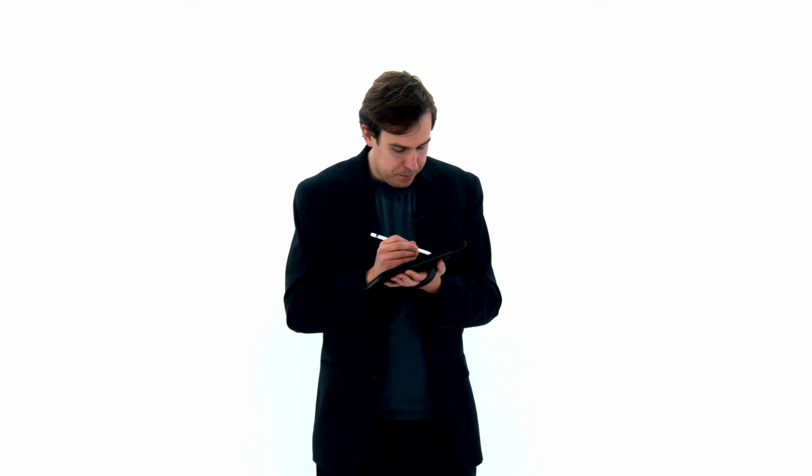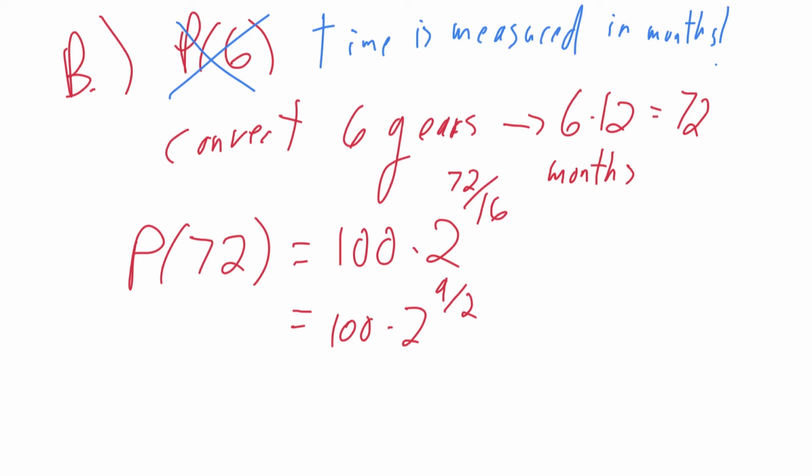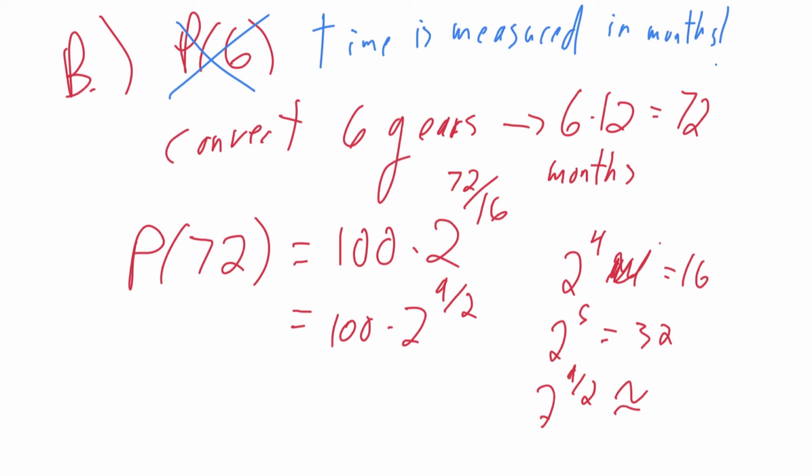So we check P of 72, which is equal to 100 times 2 to the 72 divided by 16. Okay, so do we want to perhaps simplify this? Well, we can try. 100 times, let's see, 72 divided by 16 would be 9 over 2. Okay, so we could estimate this, right? 2 to the 4th is exactly 16. 2 to the 5th is 32. So we can do a little bit of estimation here. And I don't know, 2 to the 9 halves, maybe we'll say that's about halfway in between.